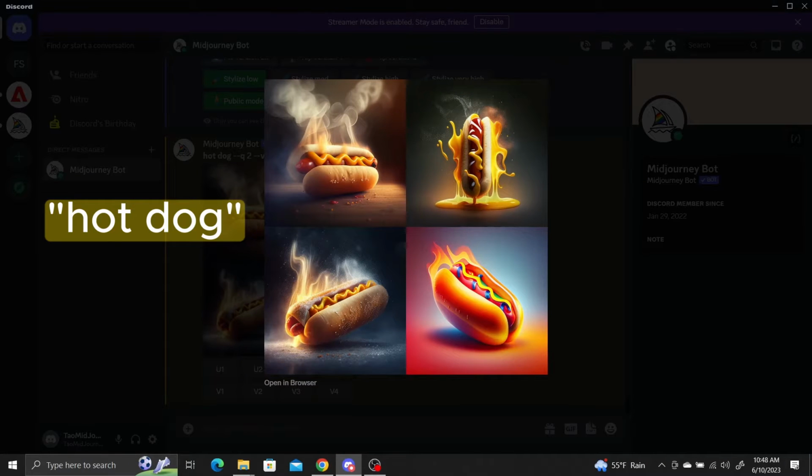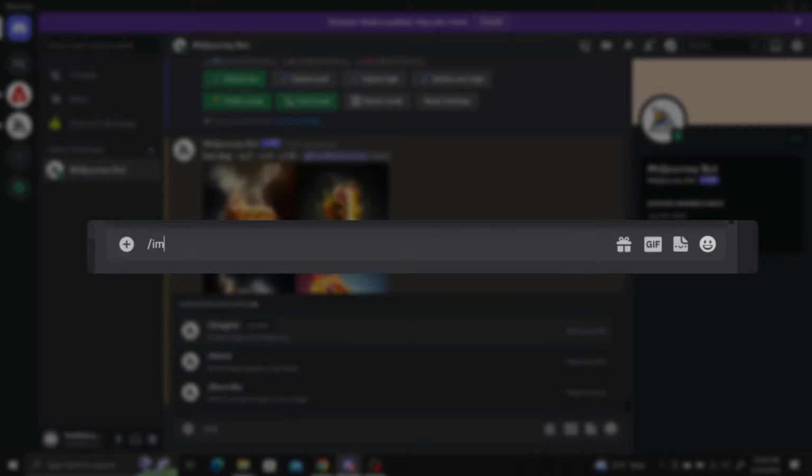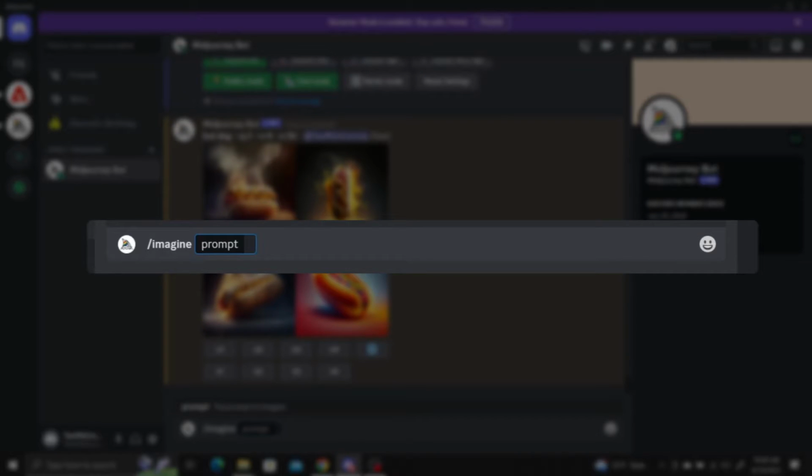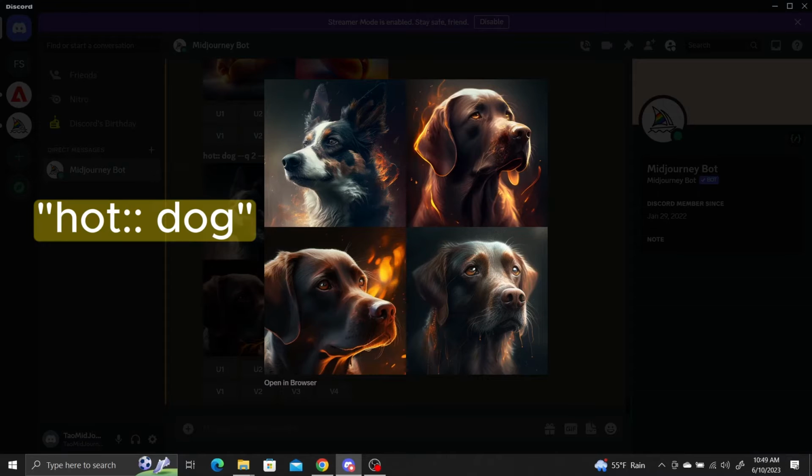But what if I didn't want to mix these two words together and wanted them to be processed separately? I can separate concepts in my prompt by using the double colon operator. If I put two colons after the word hot, Midjourney will separate the two concepts of hot and dog. We can see that in the generated image grid, the images are now dogs with some fire embers around them.